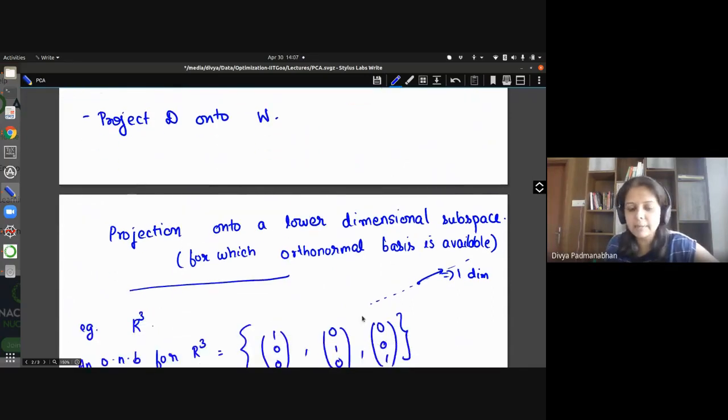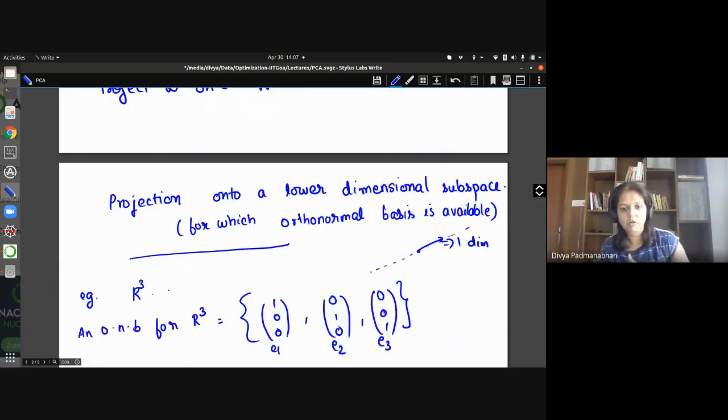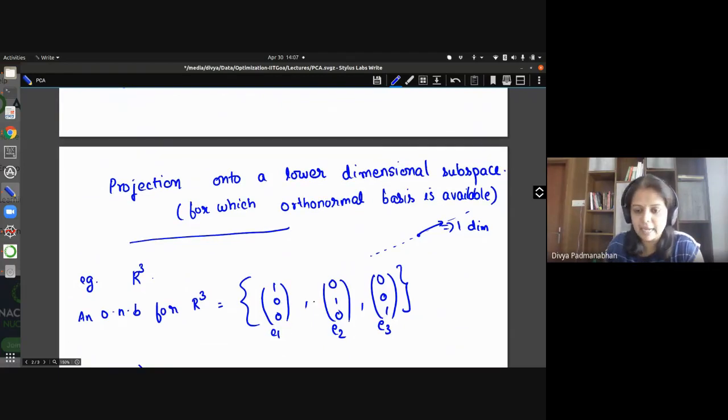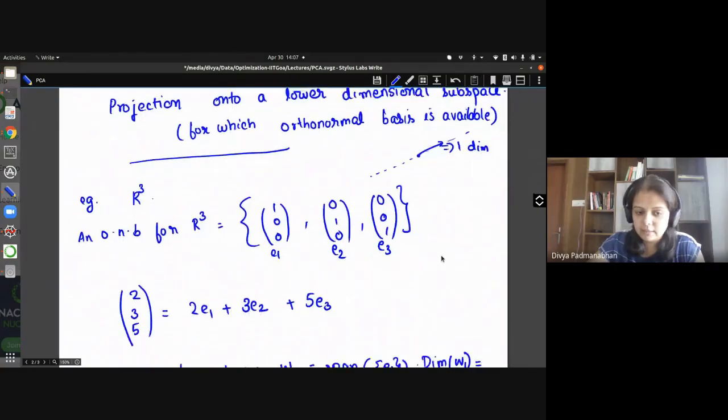Okay, so just to take an example, let's look at R3. R3 is the whole vector space, and an orthonormal basis here, as an example, is the standard basis, which is just 1 0 0, 0 1 0, and 0 0 1. Now any point you take, say something like 2 3 5, you can represent using each of these vectors in the basis, right? So that's what a basis is. It's just 2e1 plus 3e2 plus 5e3. So this is a representation in terms of the overall basis, the overall space.